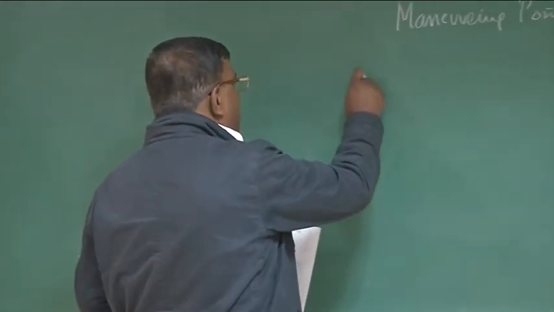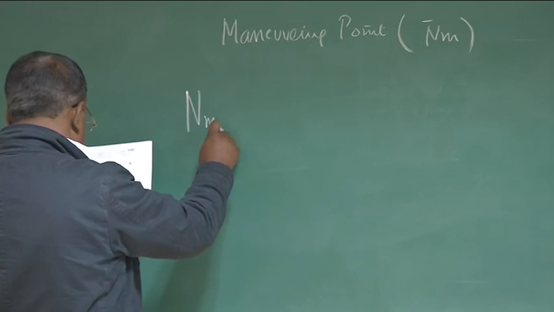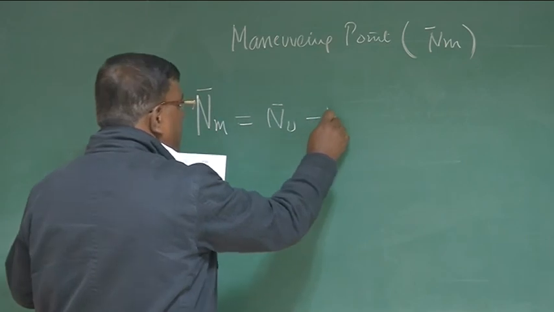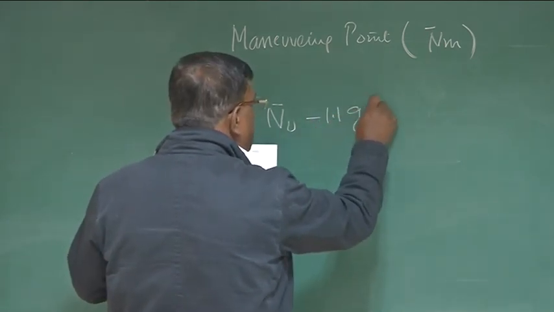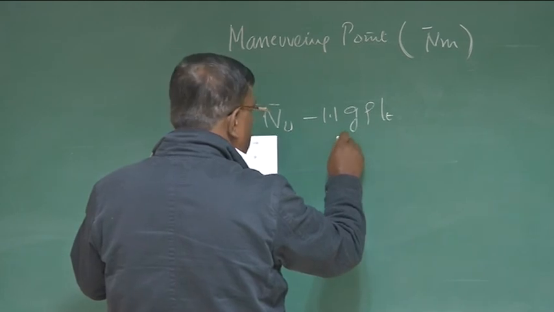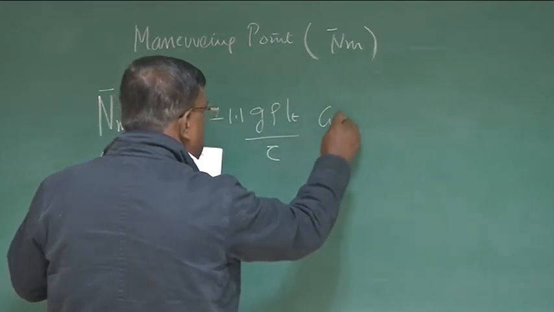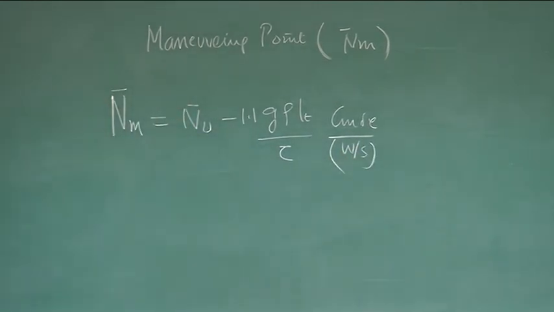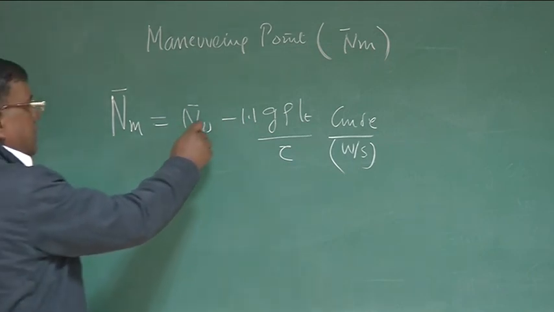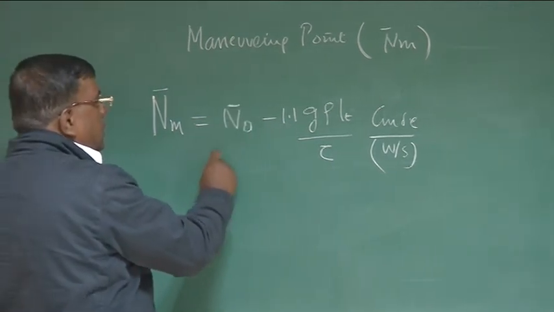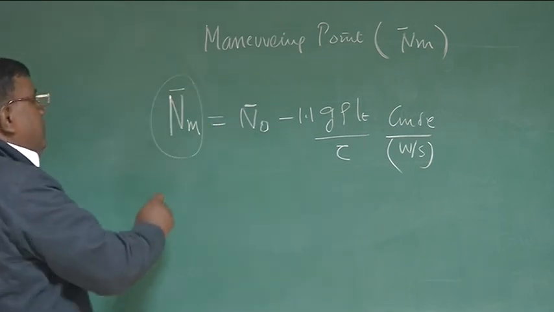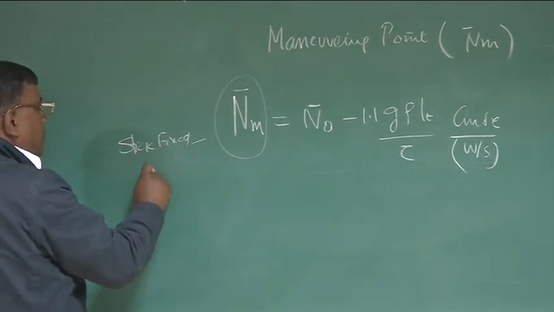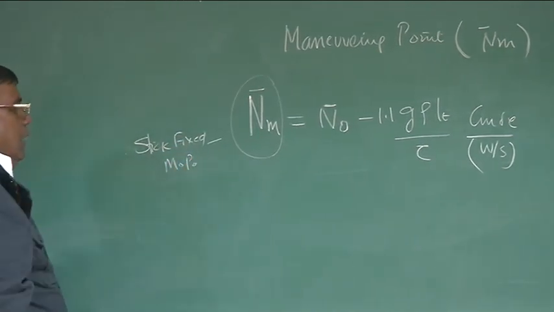So, what was the maneuvering point? We have already explained that nm is n naught minus 1.1 g rho lt by tau cm delta E by W by S. Right. So, what is n naught here? N naught is the stick fixed neutral point. And what is nm? Nm is the stick fixed maneuvering point. Okay.